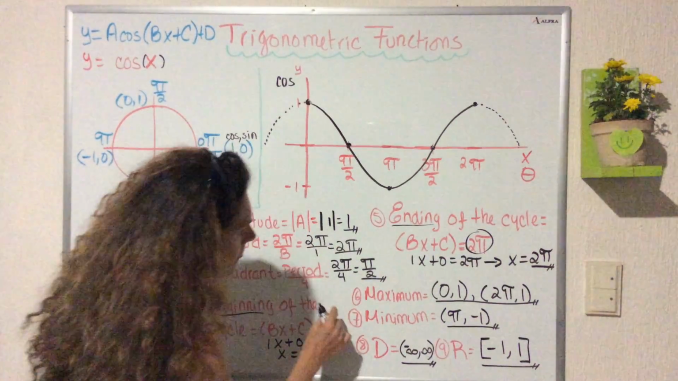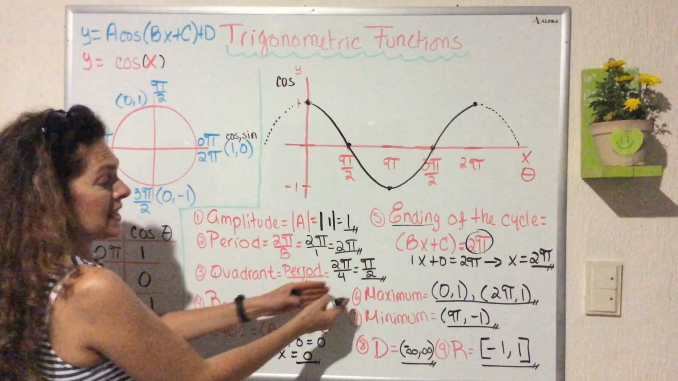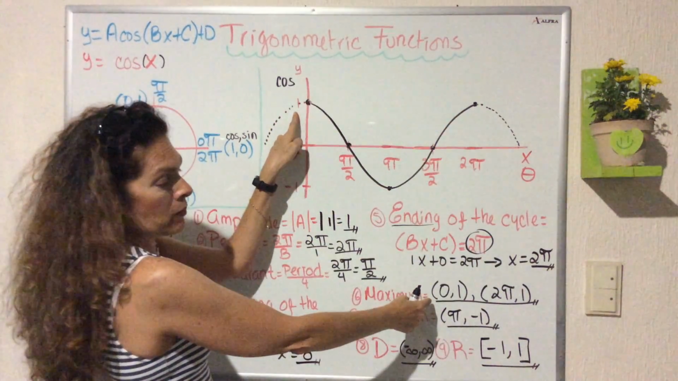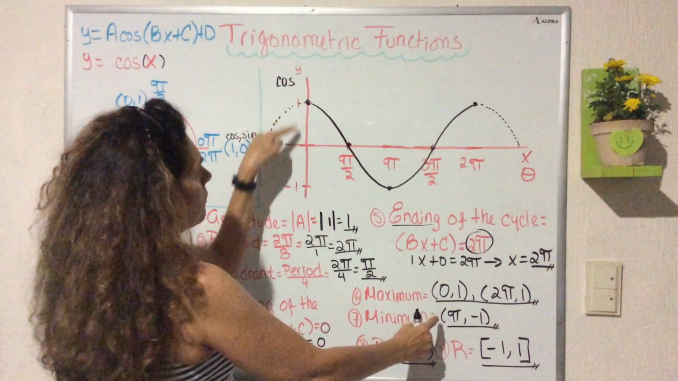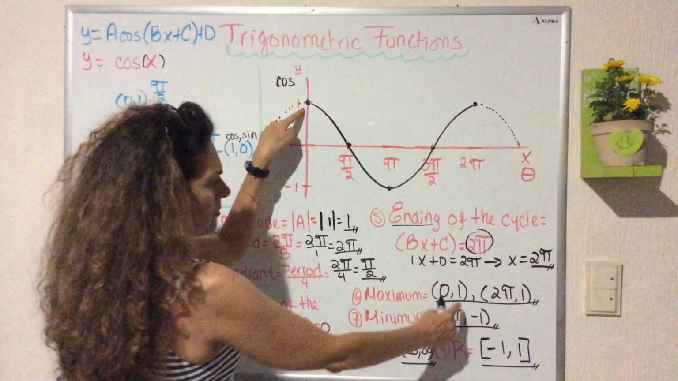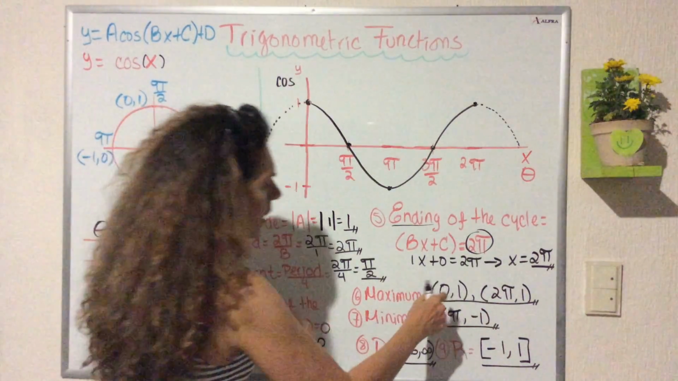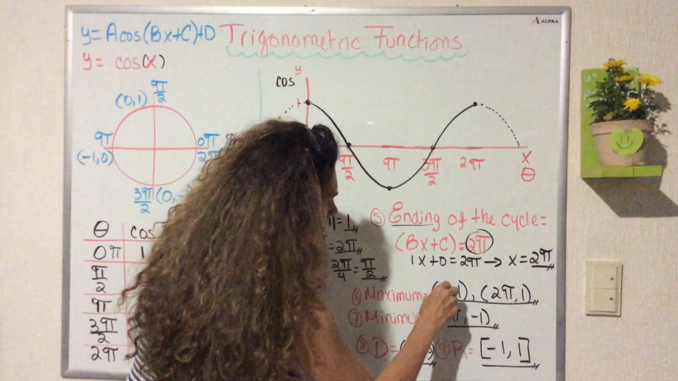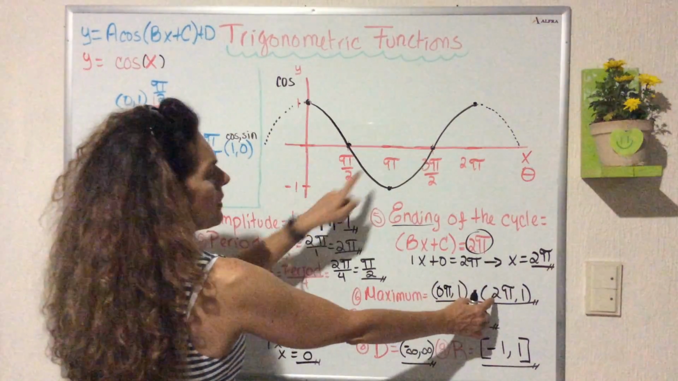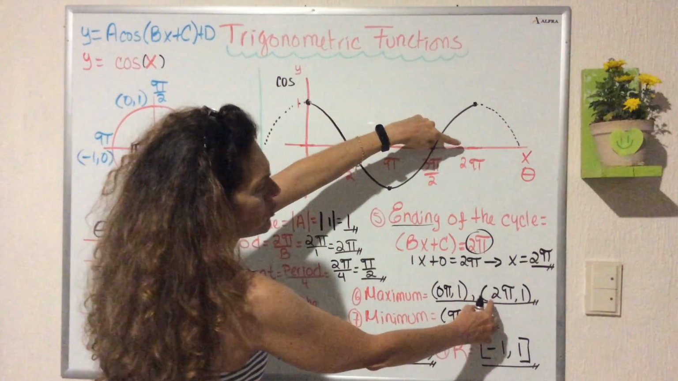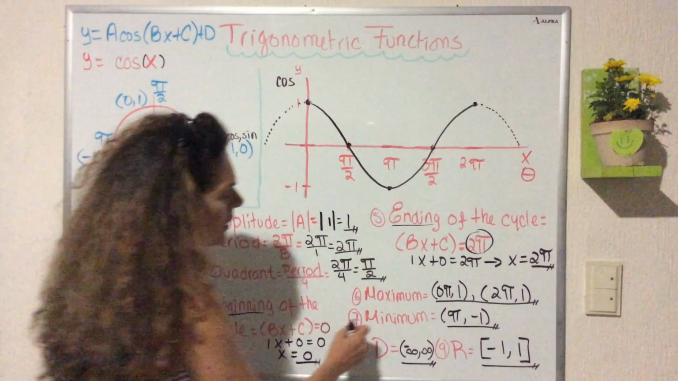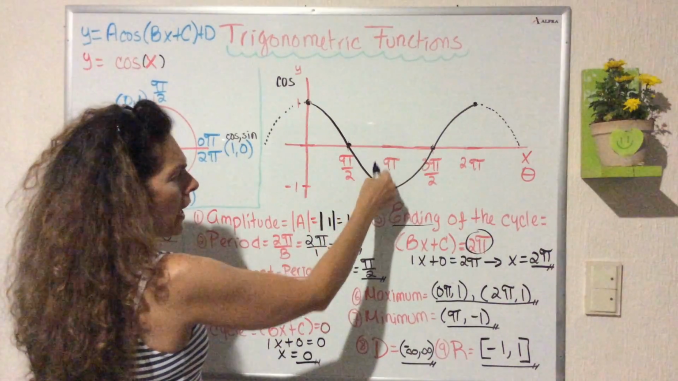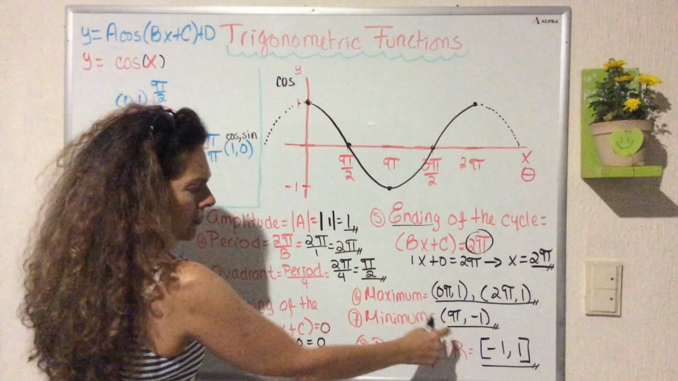Good. Then, the maximum, dear students. In this case, we have 2 maximums. So you have to write both of them. In this one, we have 0, 1. And in the next one, you have 2 pi, 1. Okay? The minimum, we just have one minimum, which is at pi, minus 1.